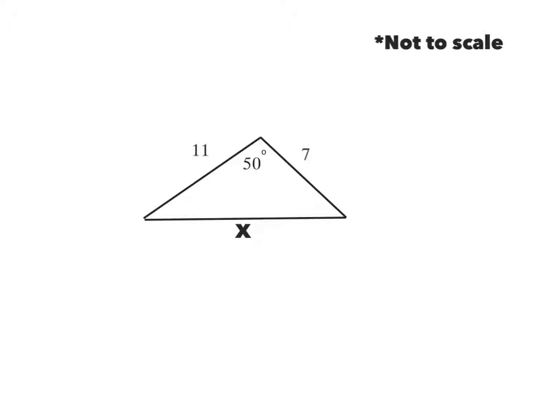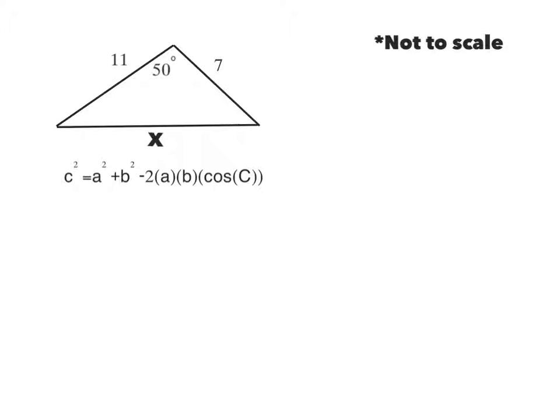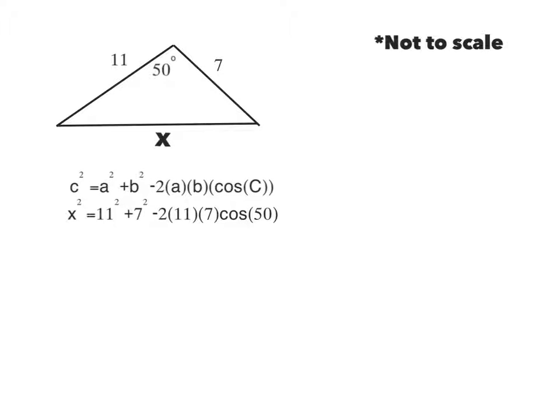This triangle, not being drawn to scale, will be the one we are trying to solve. We are aware of side angle side, one side being 11, the other 7, and the angle 50 degrees. Since we are given side angle side and we are trying to find the third side, we will be using the law of cosines to figure out the third side. From here, we substitute our known values into the equation.